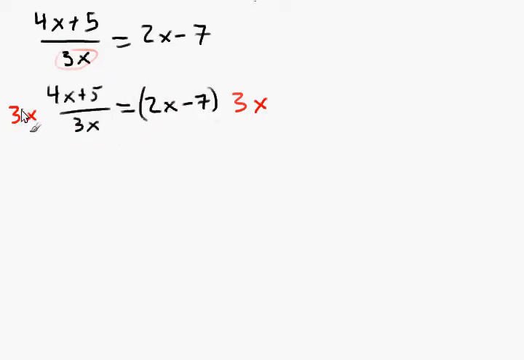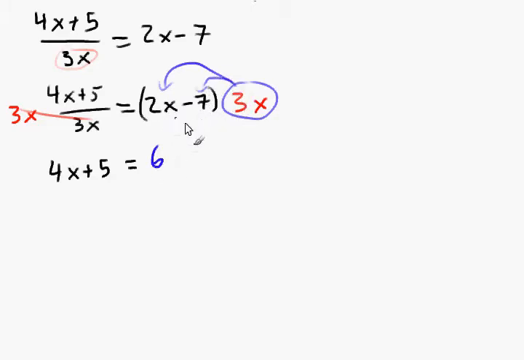Okay, so these will cancel. The left hand side will be 4x plus 5, and as for the right hand side, we're going to have to distribute. So 2 times 3 is 6, x times x is x squared, and we've got a minus 21x. And this is what makes this problem different. We're going to have to use the quadratic formula to solve. So that means we need to get this in standard form.